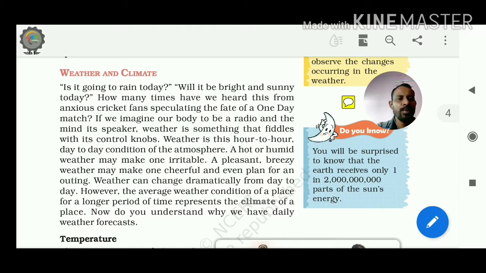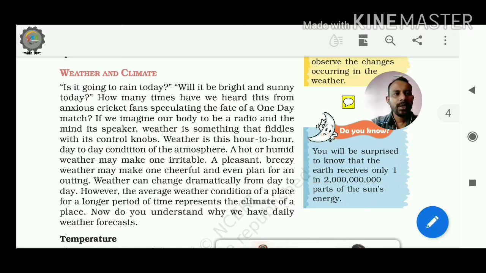A hot or humid weather may make one irritable. So this is an example of what is weather. But when we calculate the average of weather condition for the 30 to 35 years, that is referred to as the climate.